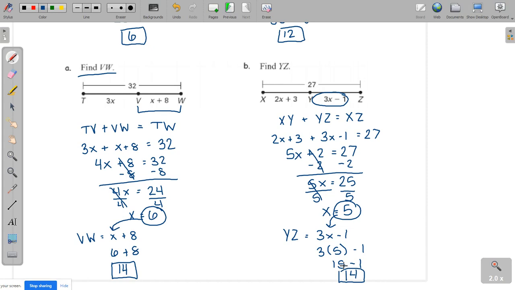So that is the lesson for finding the perimeter and area of rectangles and squares and the segment addition postulate. Please reach out if you have any questions.